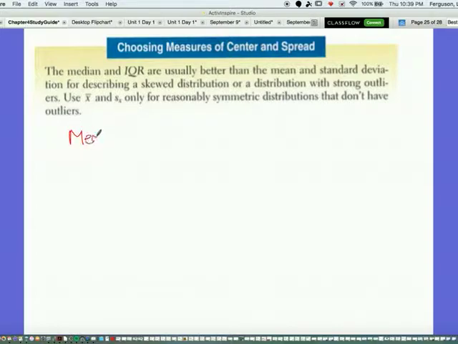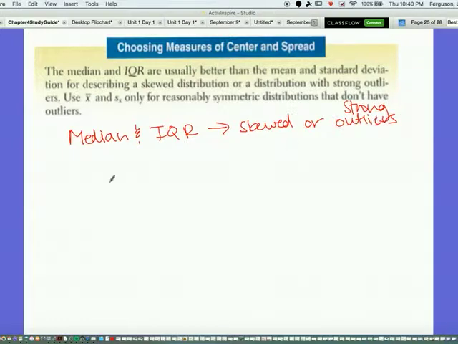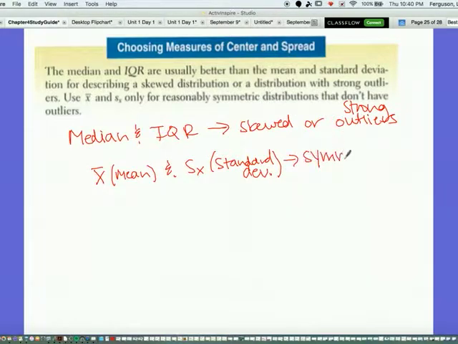So median and IQR for skewed or something with strong outliers. And then you use x bar, which is the mean, and s sub x, which is the standard deviation, for symmetric distributions.